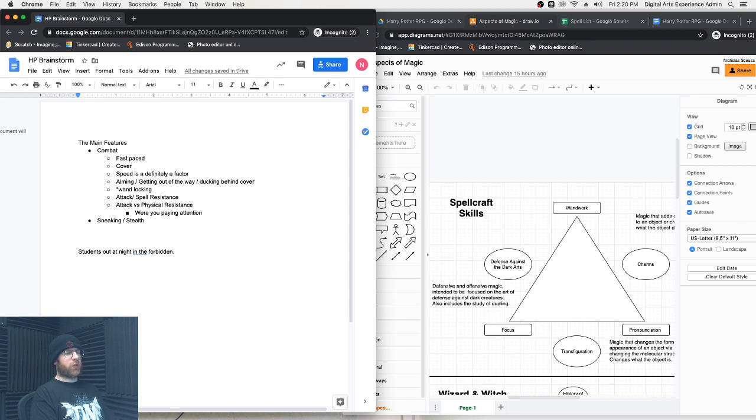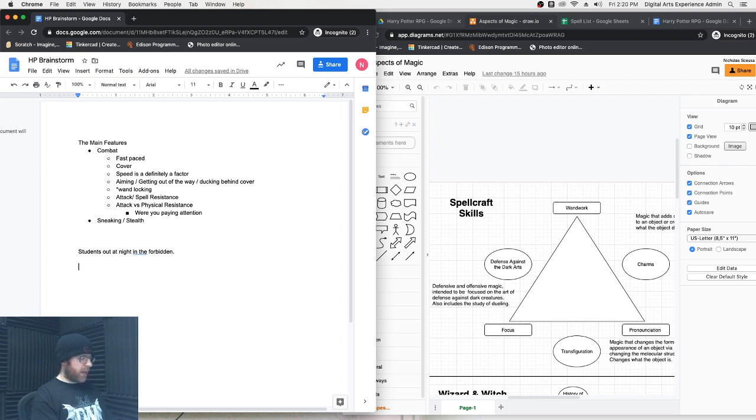So what's one of the cool creatures you could fight in the Forbidden Forest? I know there's a ton of stuff. We could say a centaur. They tend to be neutral unless you make them mad. We could say a giant spider. I know Aragog's children are out there running around.